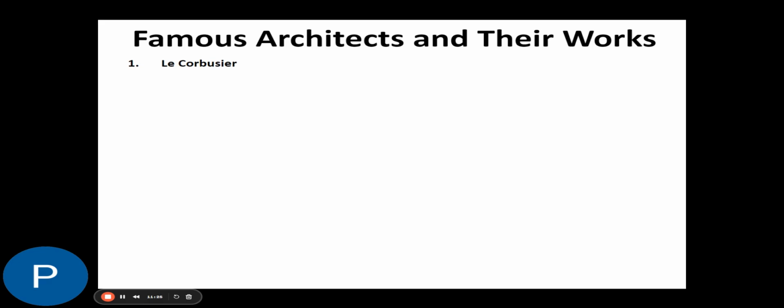Then come to the next part of today's lecture. It is about the famous architects and their works. The first architect we will be studying is Le Corbusier.